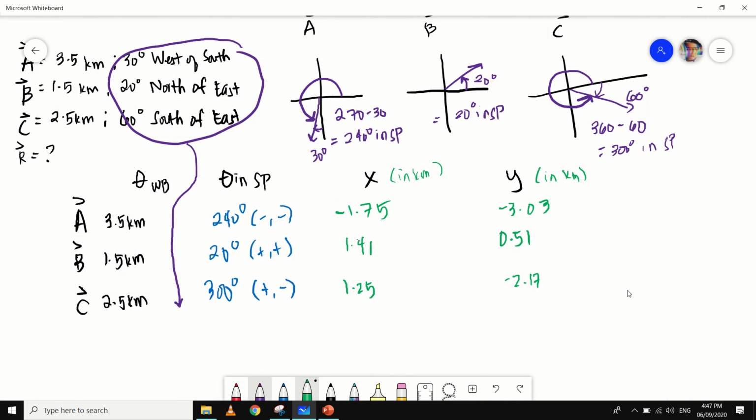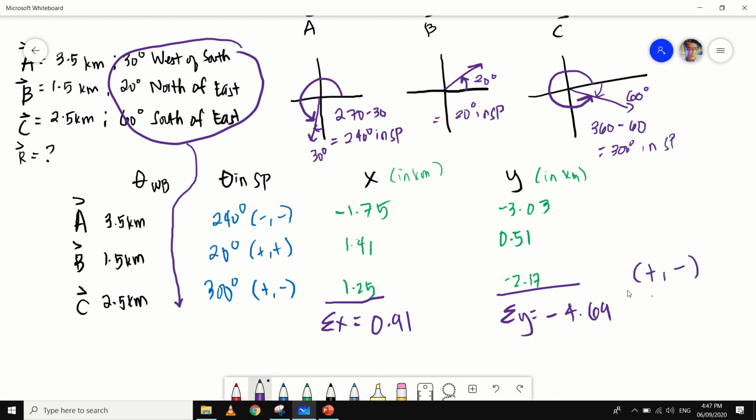Next step that we're going to do is to get the summation of x and summation of y. So we add them all together. Summation of x and then summation of y should be having the value of 0.91 and negative 4.69. Okay, so this is the value of your summation of x and summation of y. This is very important, as I have mentioned a lot of times, because this tells you where is the location of your resultant vector. So you have positive x and a negative y.